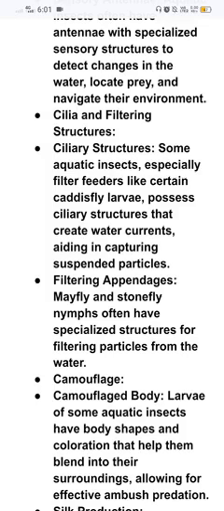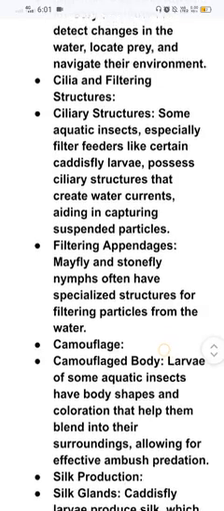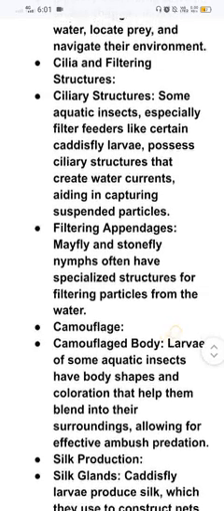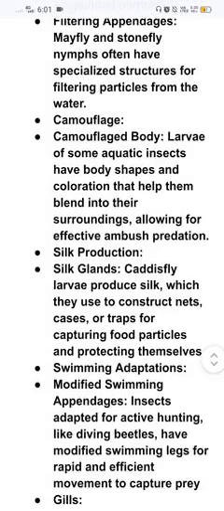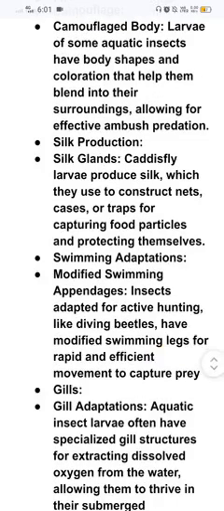And filtering appendages. Mayfly and stonefly nymphs often have specialized structures for filtering particles from the water. Then camouflage, they show camouflage, which can be beneficial for them. Camouflage body. Larvae of some aquatic insects have body shapes and coloration that help them blend into their surroundings, allowing for effective ambush predation. Then silk production. Silk glands are there. Caddisfly larvae produce silk, which they use to construct nests, cases, or traps for capturing food particles and protecting themselves.